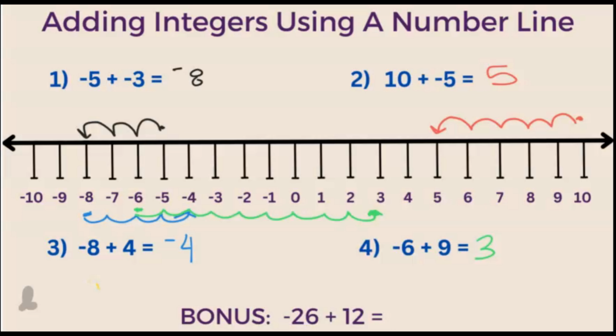Now that you've seen those 4 examples, here's a little bit bigger number for you guys to try on your own. The bonus question is negative 26 plus 12. What is that? Draw a number line if you have to, and drop your answer in the comments below. Good luck!